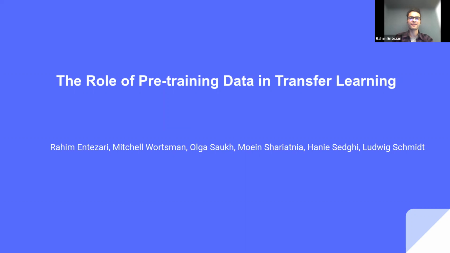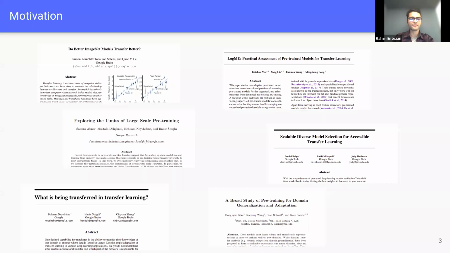So the talk will be about the role of pre-training data in transfer learning. When I started to look at the literature on the role of data, I came up with tens of papers. These are some examples. Maybe one of the most well-known is Simon's paper, Do Better ImageNet Models Transfer Better. Also, Exploring the Limits of Large-Scale Pre-training. So there are lots of papers trying to answer questions regarding pre-training and transfer learning. But actually, there were some research questions that I couldn't find the answer to.